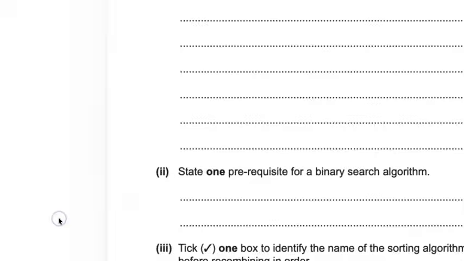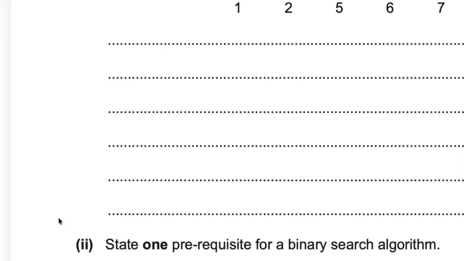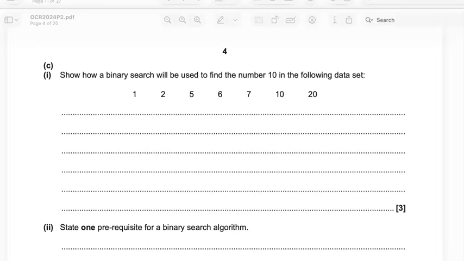So our next question: show how a binary search will be used to find the number 10 in the following data set. And we've got 3 marks for that. For this question, we're just writing a very brief overview of how a binary search works. A binary search must have an ordered list, so you can see they're in the right order. What it does is it finds the middle. So we've got 1, 2, 3, 4, 5, 6, 7 items in this, and the middle one, therefore, is the number 6. So we've got this side and then this side.